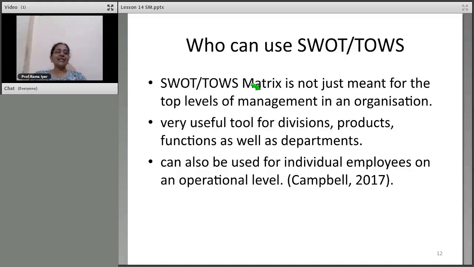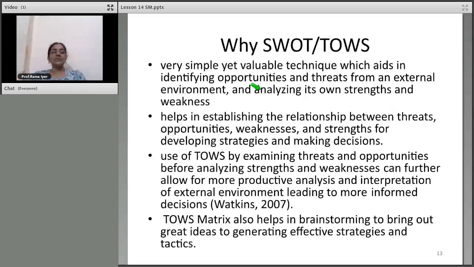So who can use it? We'll see. The SWOT and TOWS matrix is not just meant for top level management, it's meant for every level of management, for every division, product, function, everything. It is also for individual employees at the operational level. Why SWOT and TOWS? We'll see. It's a very simple, very valuable technique. It's very easy to identify opportunities and threats from the external environment and analyze your internal strengths and weaknesses, correct?